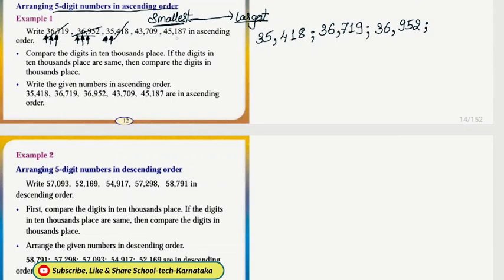From the remaining 2 numbers that we have, 43,709 and 45,187, we compare the 10,000s place, they are equal. We move to the thousands place. At the thousands place we have 3 here and 5 here. Definitely 3 is smaller than 5. So we write down this number, 43,709. And our last remaining number is our greatest number. It is 45,187. So this is how we write the given numbers in ascending order.